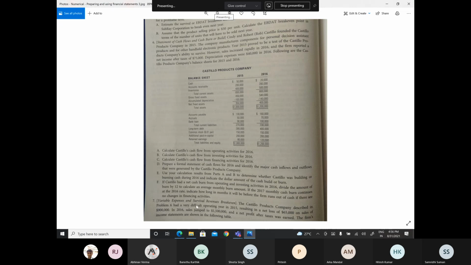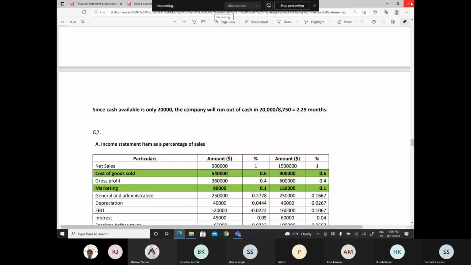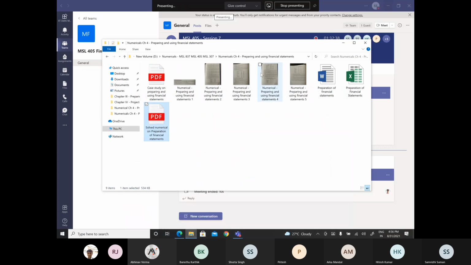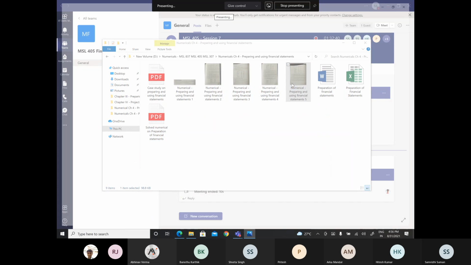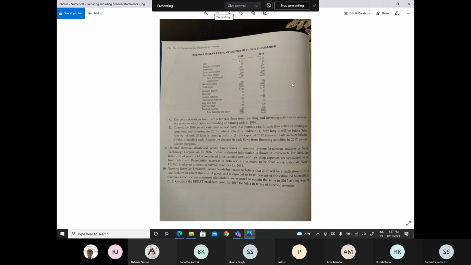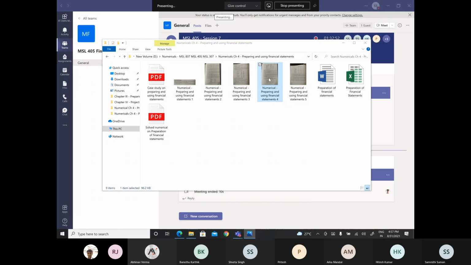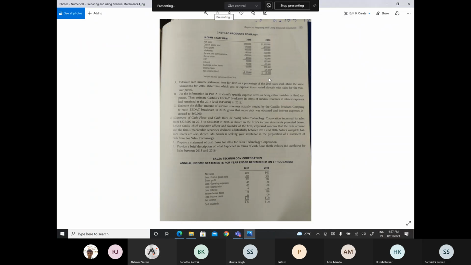This question number 7 is also on survival revenues break even. So I think you can do this very easily. Let me look at the others. Okay. Then the 9th one is also on survival revenues, and 10th is also on survival revenues, which again you can solve. It is all very simple. Then the other is also on statement of cash flows and cash burn or build, which again you can solve. We have already done this, so it will not be a problem for you.